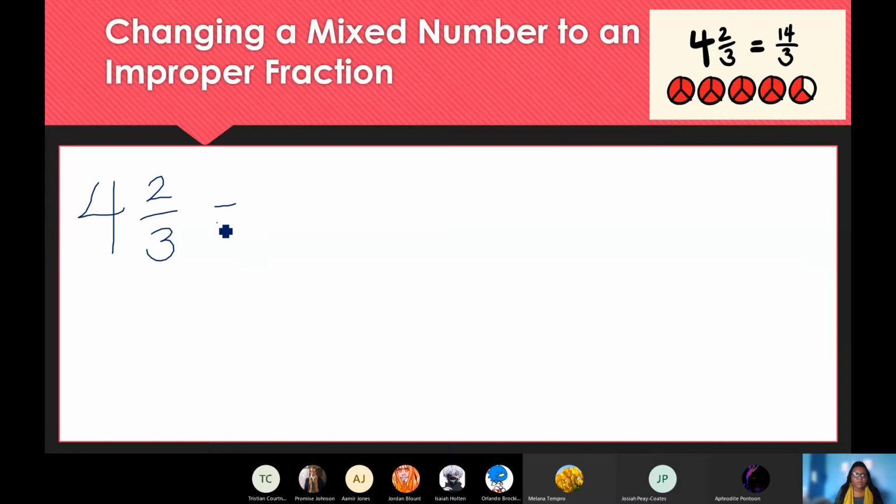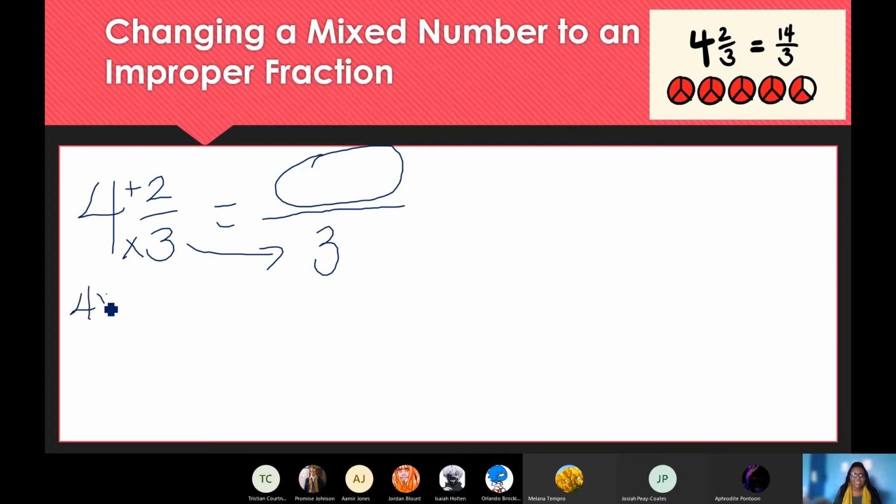Well, here's what we need to do. When I write down my mixed number, I want to pull my 3 as my denominator over here, okay? So my 3 that was in my fraction comes right over here. It's now my new denominator for my improper fraction. Now, to find out what my numerator will be, I'm going to multiply 4 times 3 and add 2. So 4 times 3 plus 2.